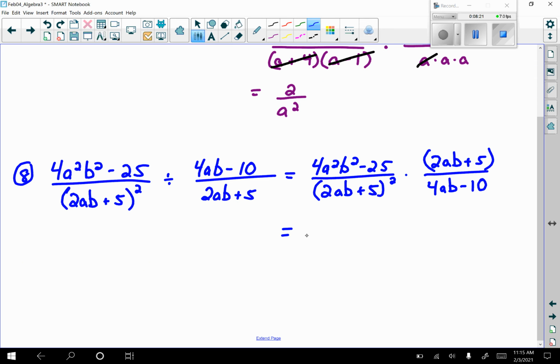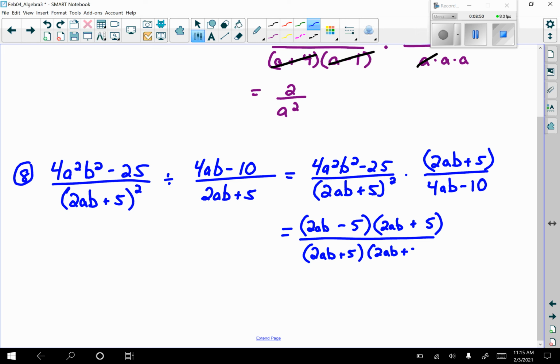All right, so this first numerator, there's a lot going on here. This is actually a difference of squares. We just have an extra variable here, so I'm going to make 2 sets of parentheses. The square root of 4a squared b squared, if you look elsewhere, we have a 2ab, and that's what the square root is. So we're going to have a 2ab first in each one. Square root of 25 is just 5. One plus, one minus. In my denominator, I just don't want to leave it like this. I'm going to write it out as 2ab plus 5 times 2ab plus 5.